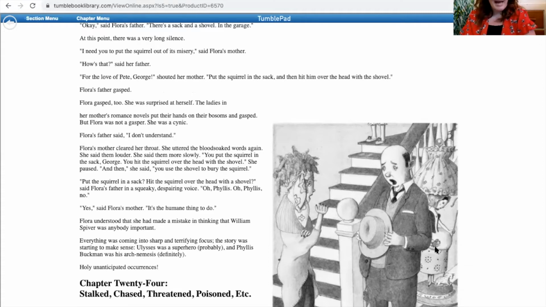Put the squirrel in the sack? Hit the squirrel over the head with a shovel? Said Flora's father in a squeaky, despairing voice. Oh, Phyllis! Oh, Phyllis! No! Yes, said Flora's mother. It's the humane thing to do.